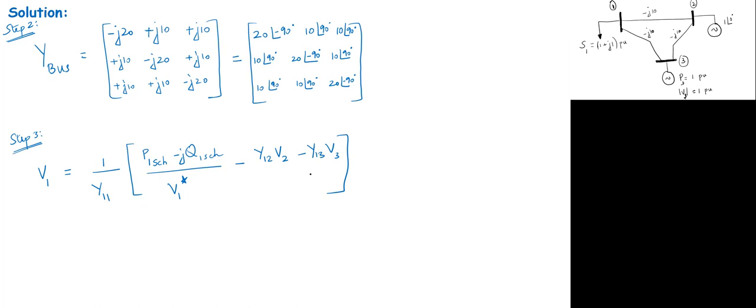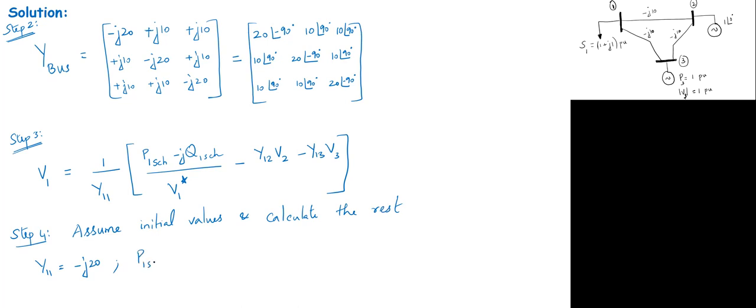Okay. So what we will do is, step four is basically we will make assumptions, assuming initial values. Let's assume initial values for all unknown quantities and calculate the rest. Okay. Y11 is known to us. So I'm going to write that Y11 is, because we are writing it in Cartesian format, negative J20.